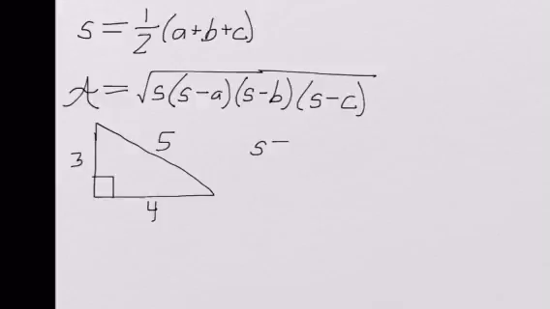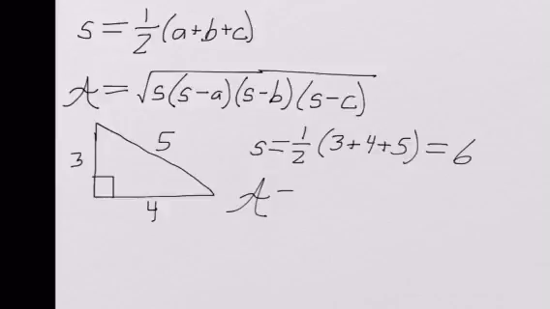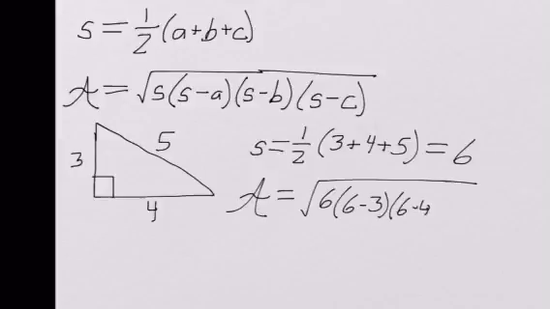So in this case, our semi-perimeter S is going to be equal to 1/2 times 3 plus 4 plus 5. That's half of 12, or 6. So now we can apply Heron's formula. We get the area is equal to the square root of 6 times 6 minus 3 times 6 minus 4 times 6 minus 5.